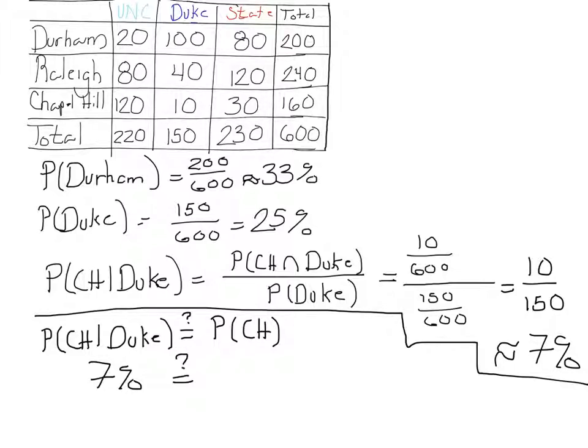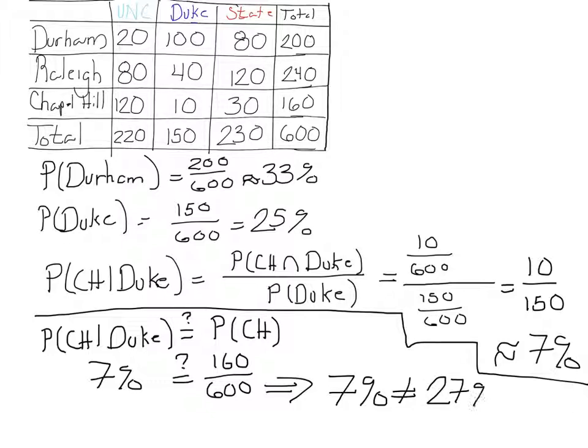Well, there are 600 people in this room, and 160 of them are from Chapel Hill. So I'm looking at 160 over 600. And so if I do that math, 160 over 600, I get approximately 27%. So it's very clear that the 7% chance I'm from Chapel Hill, given I'm a Duke fan, is not equal to just the general 27-ish% chance that I'm from Chapel Hill.